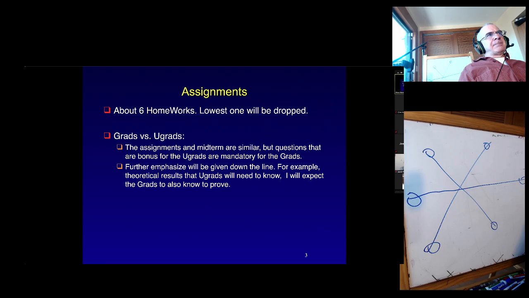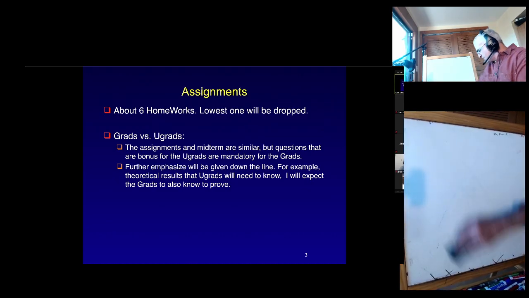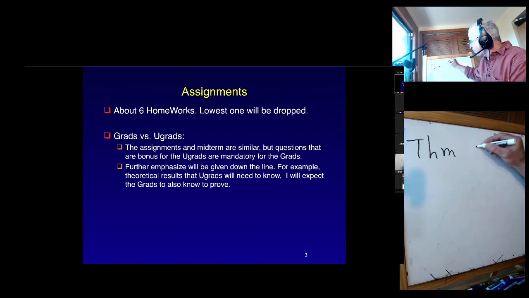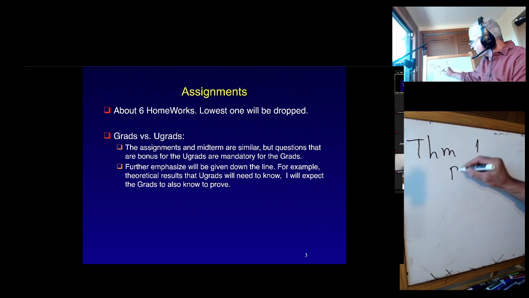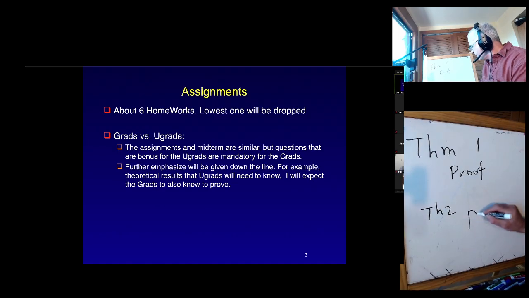Other differences are about the mathematical depth that I expect. For example, in the case of Voronoi diagrams, we will have a long list of theorems, of theoretical results. Of course, I'll tell you exactly what my expectation is, but think about the first theorem, theorem 1, and it has a proof, and theorem 2 that has a proof as well.